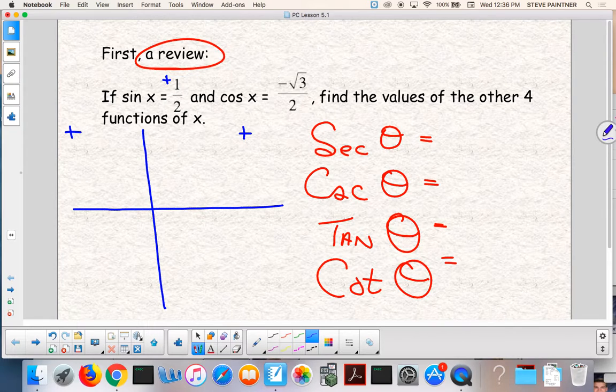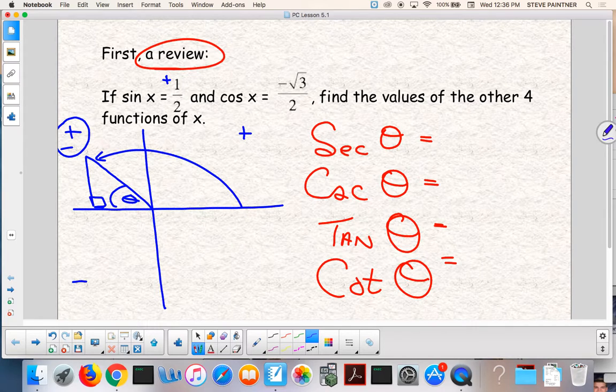Cosine is negative where? 2 and 3. Yeah, 2 and 3. So this is where you'll find sine positive, cosine negative. It's here. There's your triangle. And this is really the angle we're looking at, right? But the reference angle is right there.